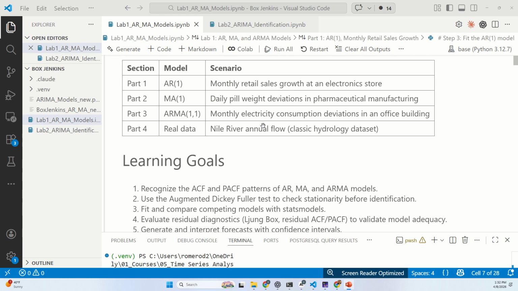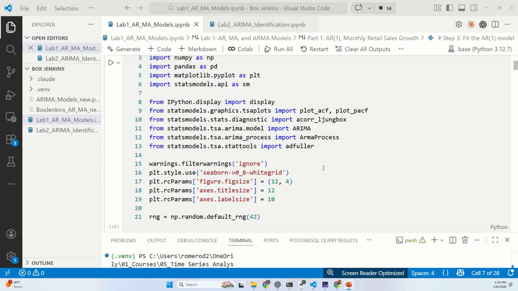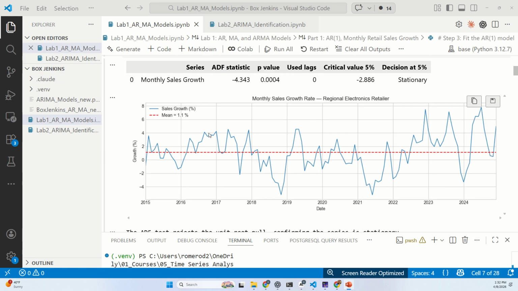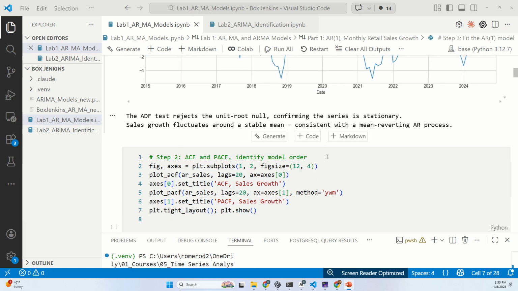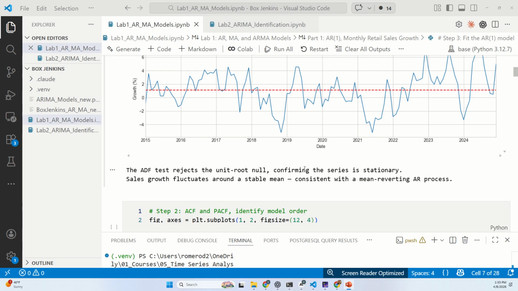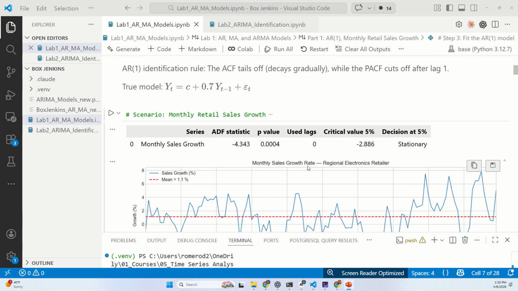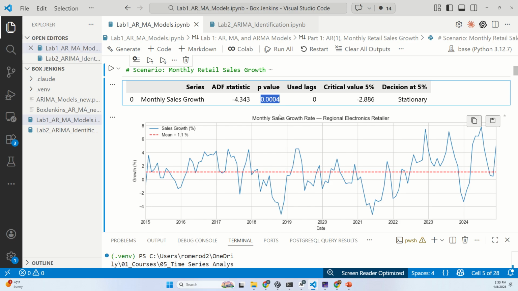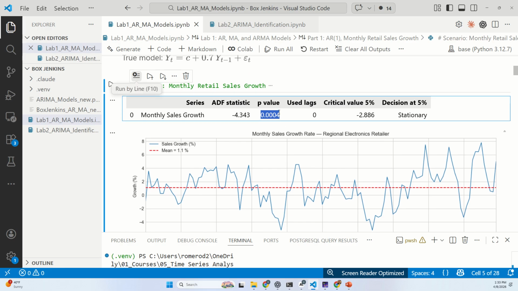Okay, this is the first one. In the first problem, we have monthly retail sales growth. So this is how it looks. This is just the growth. It looks stationary, right? It's moving around a level. However, remember, we need to verify that. So if we want to do that, we need to check Dickey-Fuller. So this is the Dickey-Fuller test here, and we're getting a p-value of 0.0004.